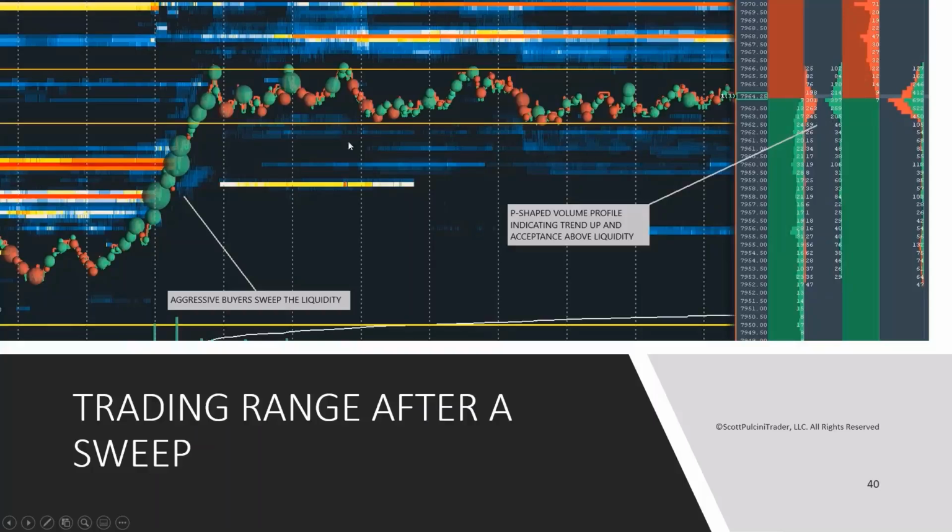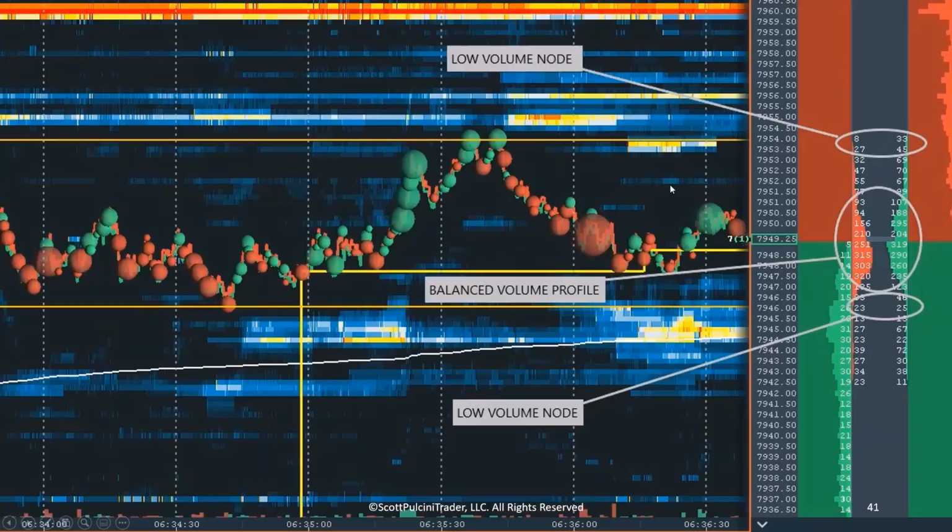Even though this is a very small type of range, from 62 until 66, this range is a volume profile range. It can even last an entire day.